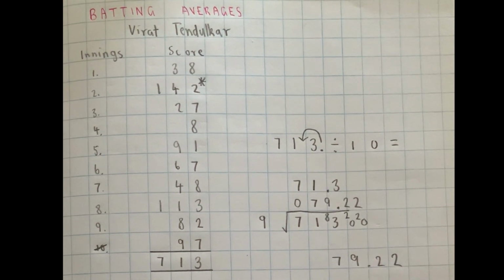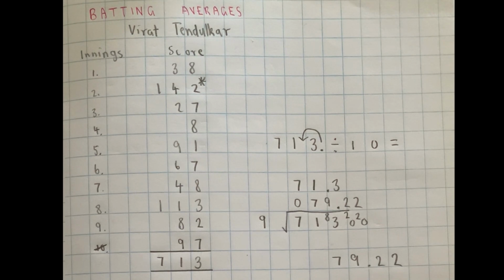79.22. So you can see that with that not out innings, and it was quite a substantial innings of 142, it has increased our batter's average by about 9 runs per innings, which is quite incredible. What you'll find is that the fewer innings you have, the more important not outs are, because they will increase your average further and further.